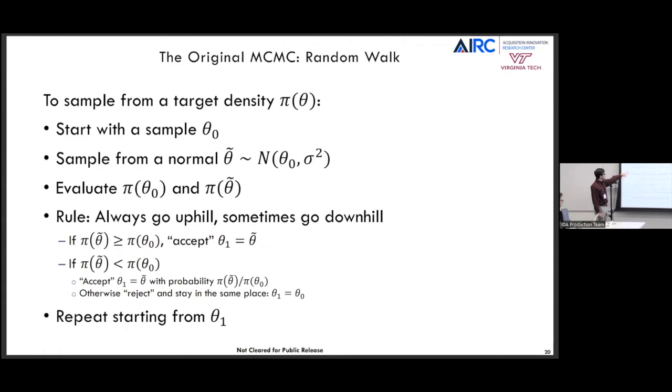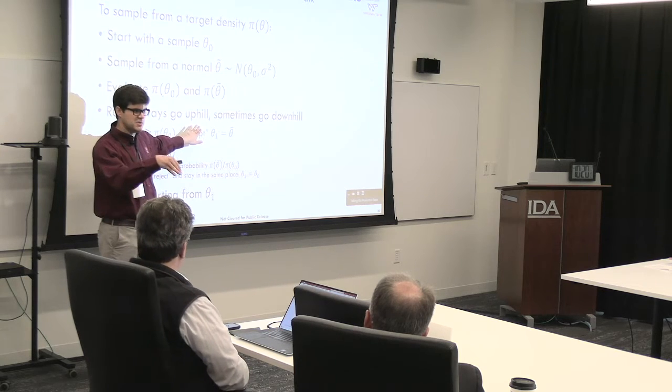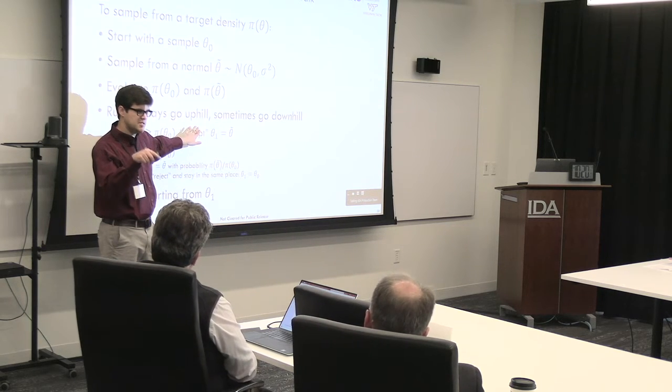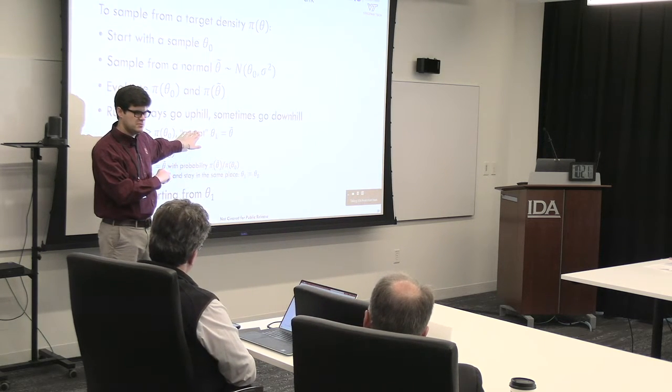So this is random walk Markov chain Monte Carlo. The idea is we start with a sample, we draw a normal distribution around that, so we draw some proposal, and then we evaluate where we are and the proposal. The rule is you always go uphill. So if the probability of the proposal is higher, you always go there. If I just leave it there, it's like a maximization routine, always going uphill, never going downhill.